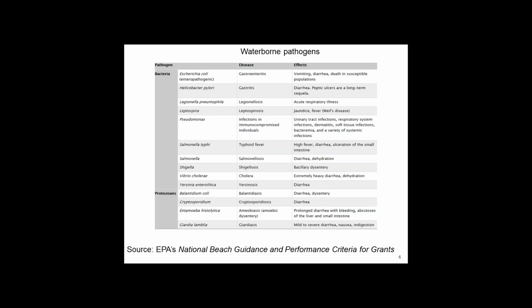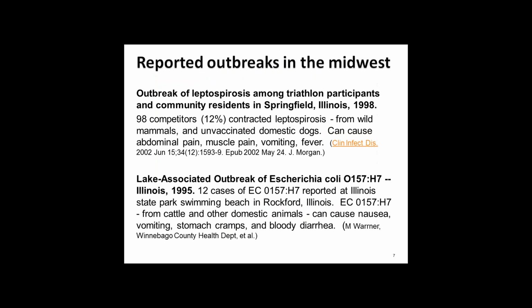This is just a partial list of some of the pathogens from EPA's beach guidance documents. As you can see, most of the diseases relate to gastrointestinal illness, but swimmers can also experience skin rashes, ear, eye, nose, and throat infections, or respiratory illnesses. People do get sick at the beach.